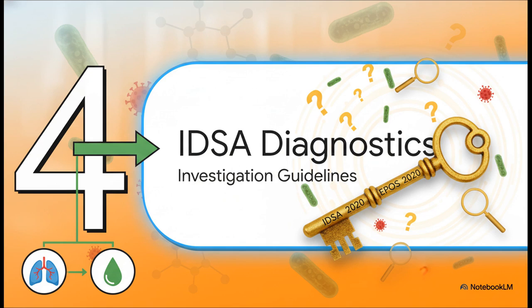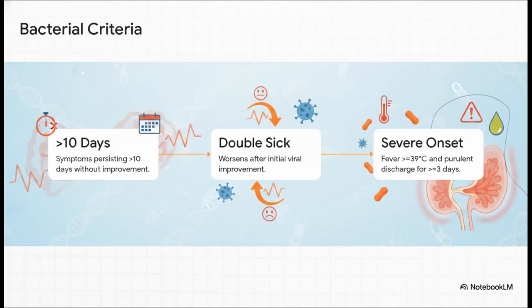Moving on to Section 4, IDSA diagnostics and investigations. Now, what's really interesting here is that these criteria serve as the ultimate key to solving our viral versus bacterial mystery once and for all. Let's walk step by step through these 3 highly testable, high-yield criteria that actually signify a true bacterial shift. You've got to look for at least one of these patterns. Number 1, symptoms persisting for greater than 10 days without any sign of clinical improvement.